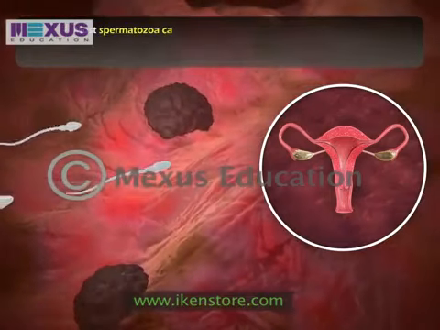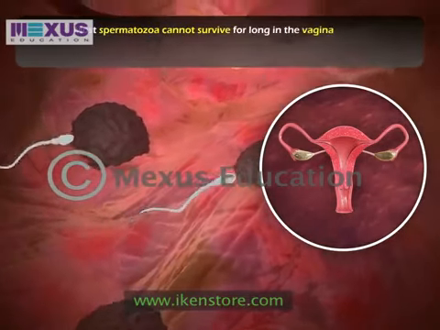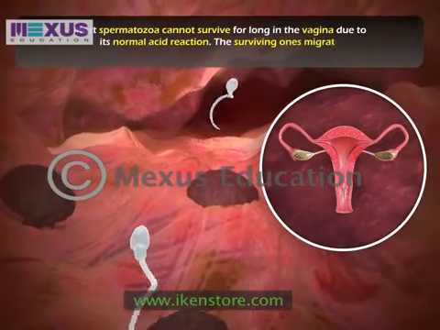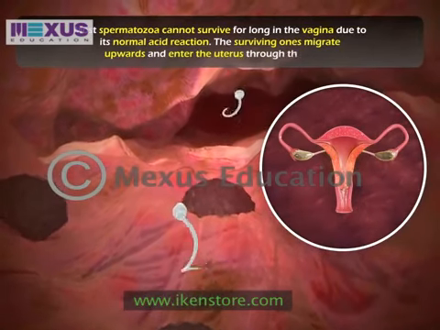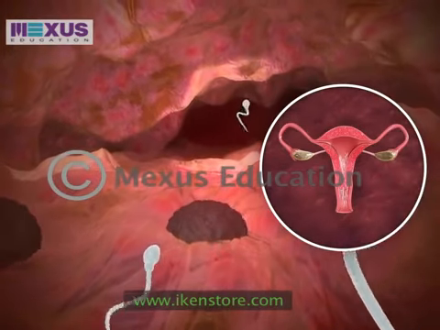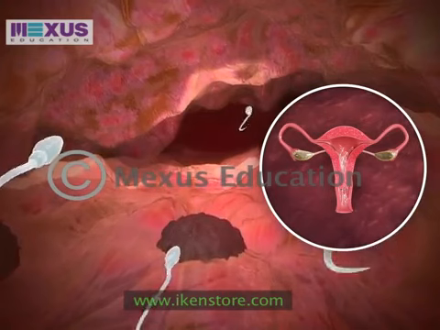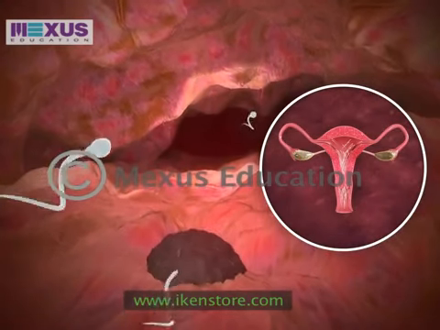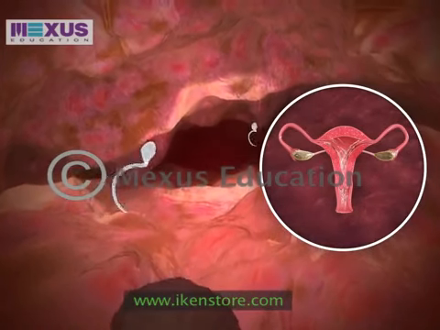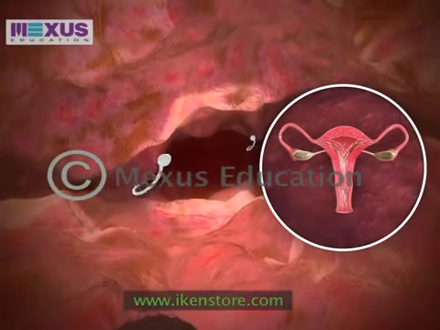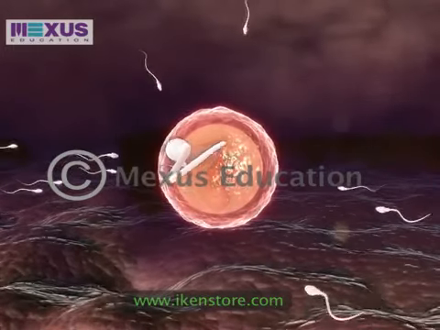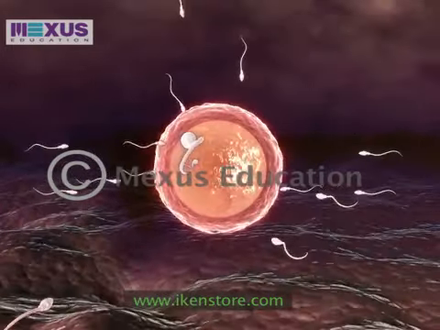Most spermatozoa cannot survive for long in the vagina due to its normal acid reaction. The surviving ones migrate upwards and enter the uterus through the cervix. Creeping along the endometrial surface, the remaining spermatozoa try to reach the fallopian tubes. In the favorable phase of the menstrual cycle, they can survive for about 72 hours in the uterus and fallopian tubes. Only one spermatozoon out of millions reaches the ovum in the fallopian tube by overcoming several mechanical obstacles in its course of path.